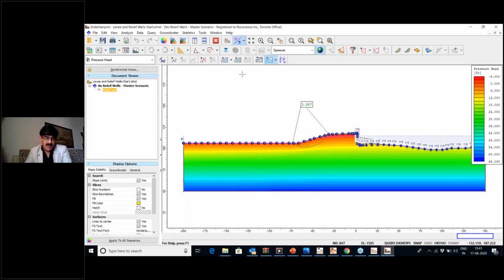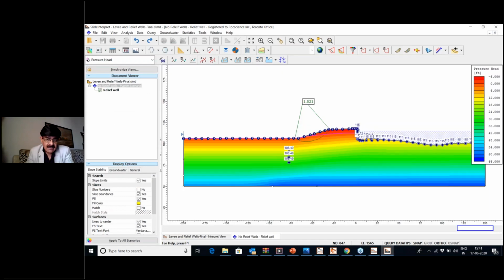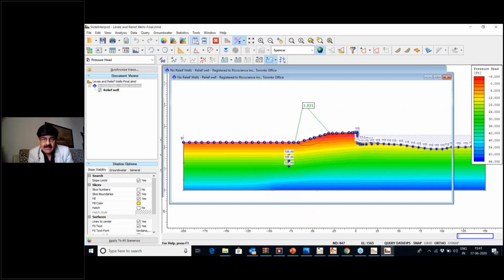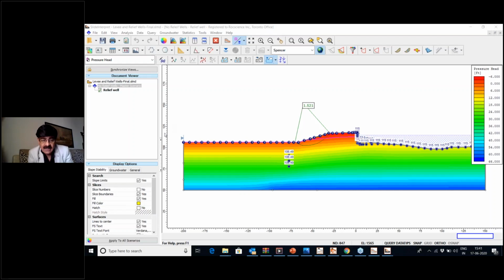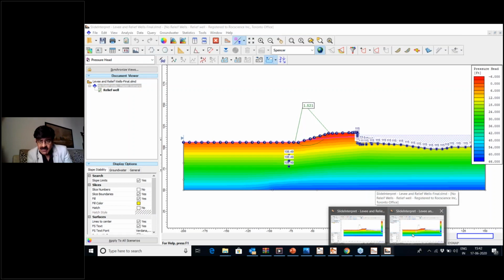That's the previous one. 1.167 was the factor of safety without relief wells, and with relief wells, the factor of safety improves to 1.521. Okay, 1.521. So this is an acceptable factor of safety. So the provision of relief well has improved the factor of safety. If you compare what was earlier 1.167 and now it is 1.521.